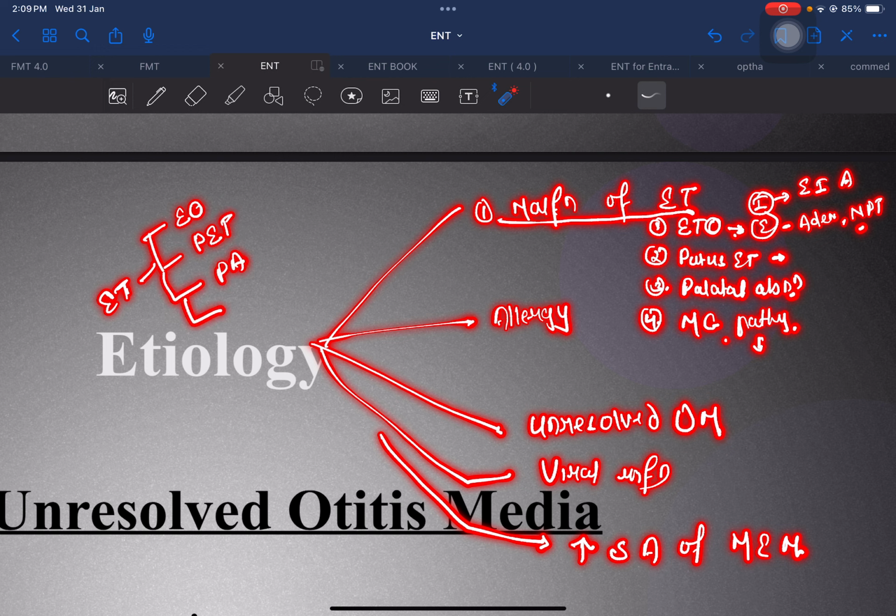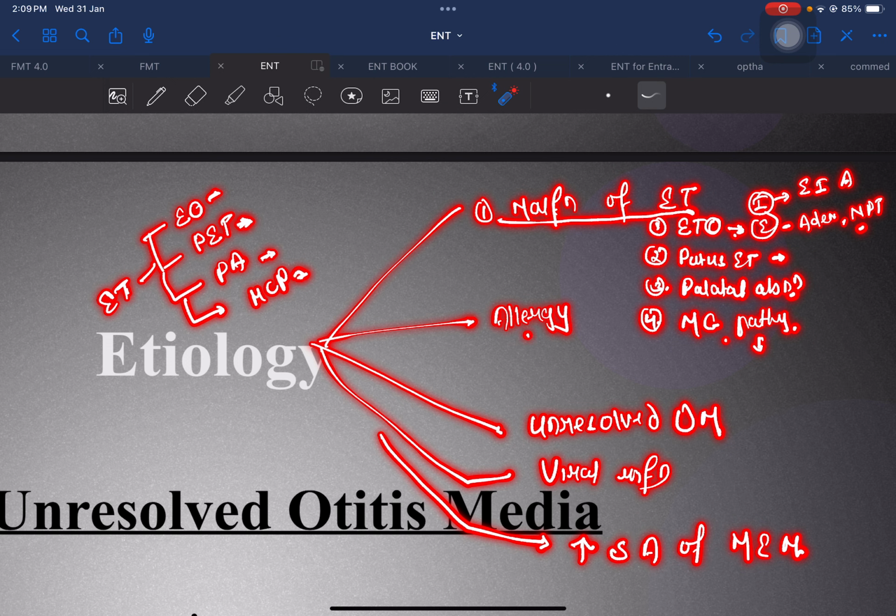Similarly, we talked about mucociliary pathology. In eustachian tube obstruction we talked about intrinsic and extrinsic factors. In the patulous eustachian tube, we talked about reflux of secretions. In palate abnormality, cleft palate, we talked about palatal palsy. In mucociliary pathologies, we talked about different syndromes and smoking habits. So these are the things that we talk about in malfunctioning of the eustachian tube.